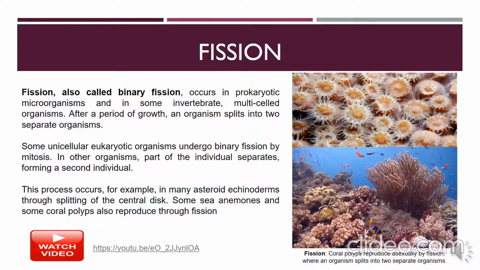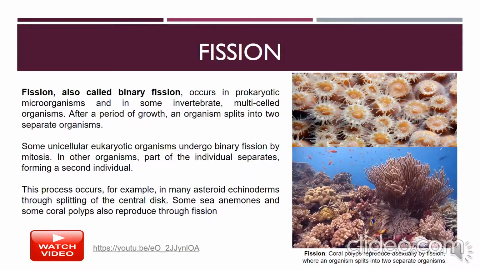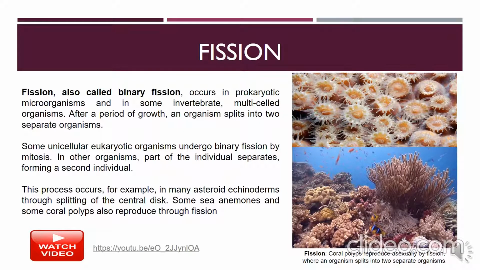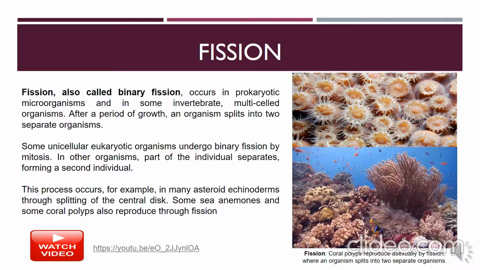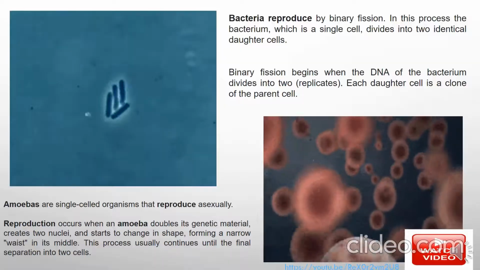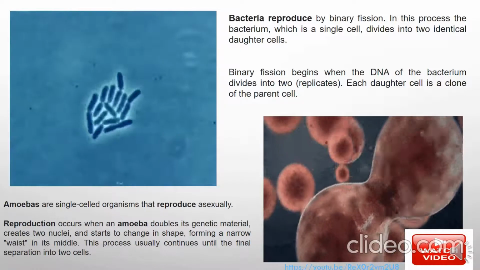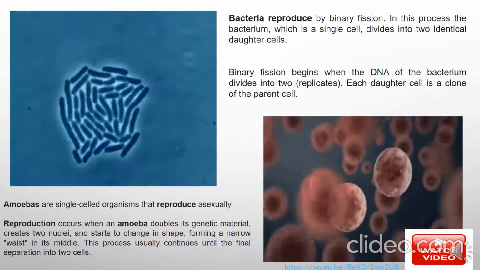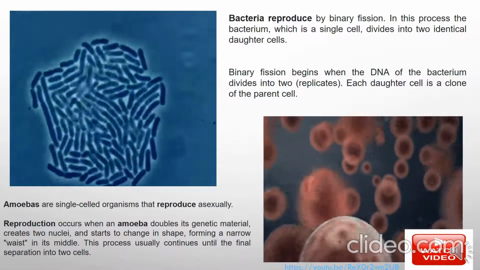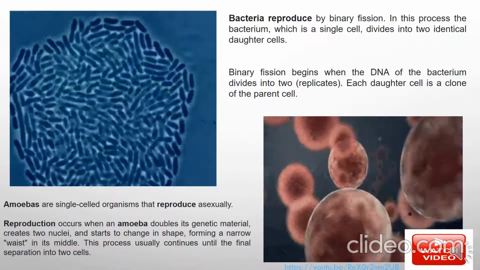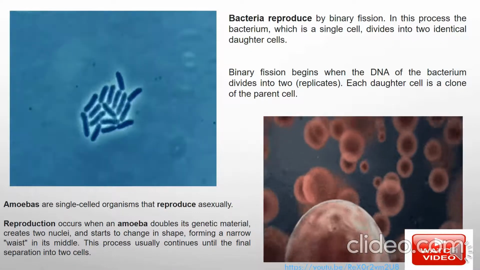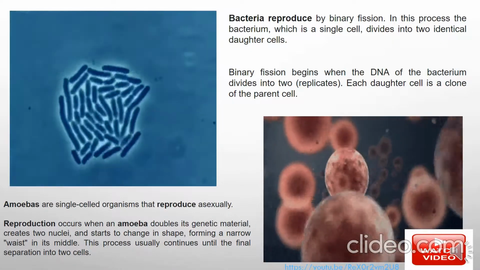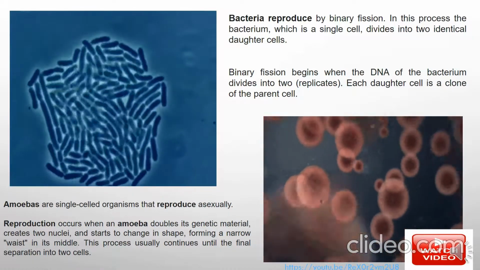This process occurs, for example, in many asteroid echinoderms through splitting of the central disc. Some sea anemones and some coral polyps also reproduce through fission. Bacteria reproduce by binary fission. In this process, the bacterium, which is a single cell, divides into two identical daughter cells. Also, amoebas are examples of single-celled organisms that reproduce asexually through fission.